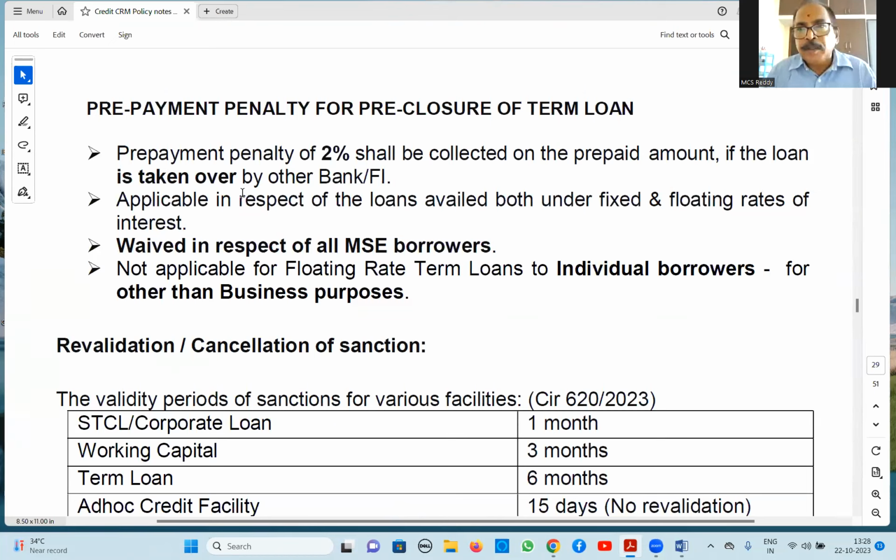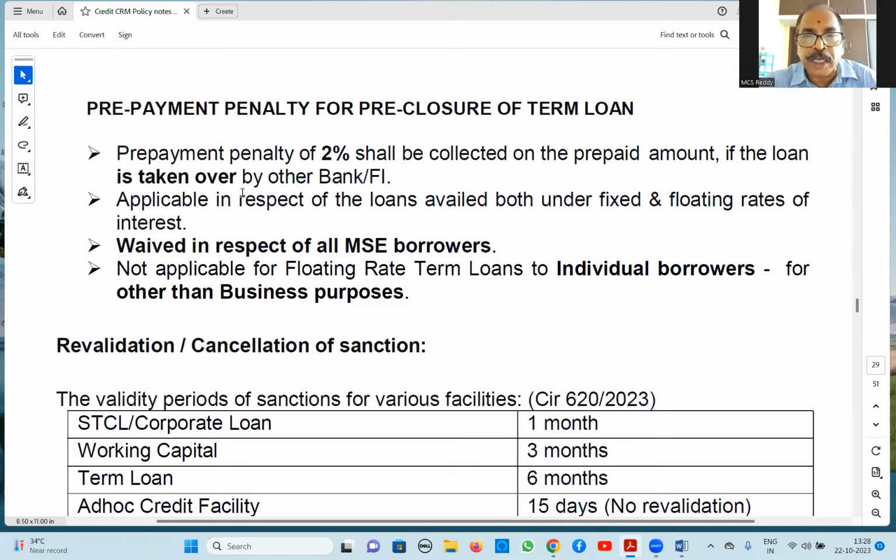Prepayment penalty. Prepayment penalty 2% you have. What is prepayment penalty? You are sanctioning a term loan to a borrower, maybe with 5 years repayment, and we make our asset liability match for 5 years. Subsequently the party comes to close it in 2 months or 3 months. What happens there? At the time you sanctioned for 5 years repayment, to that extent we kept our funds asset liability mismatched.